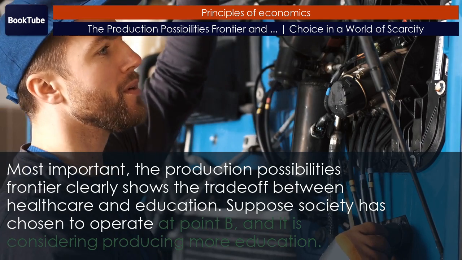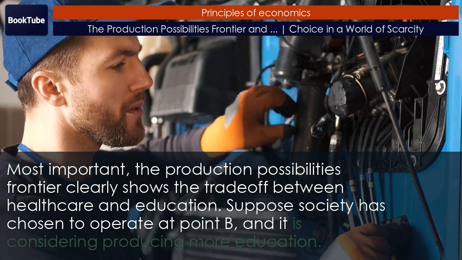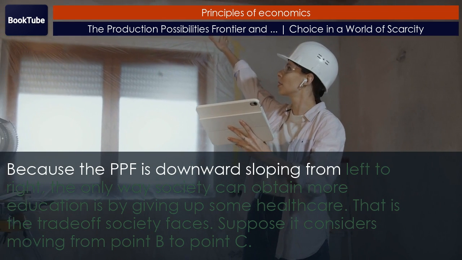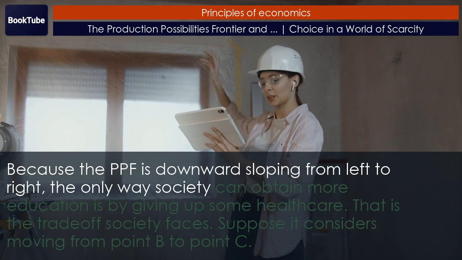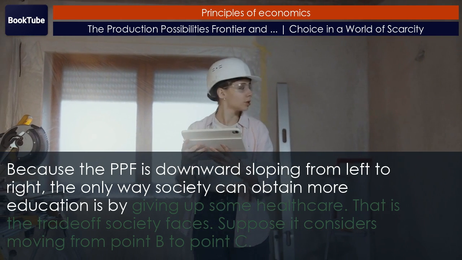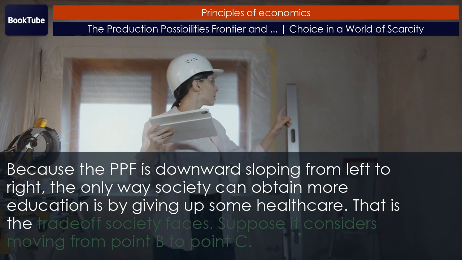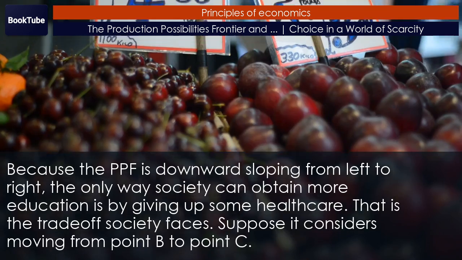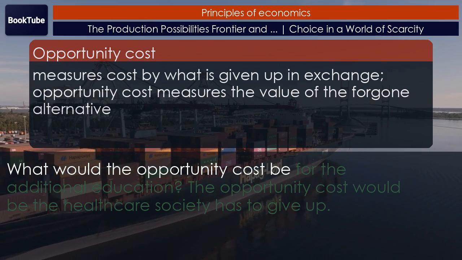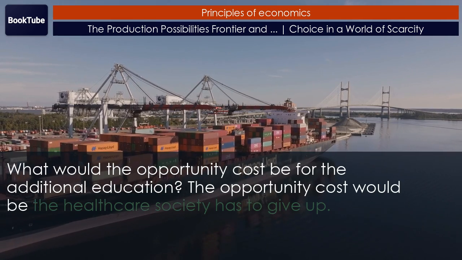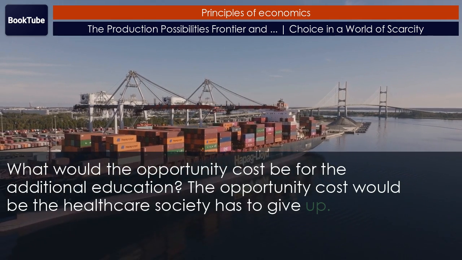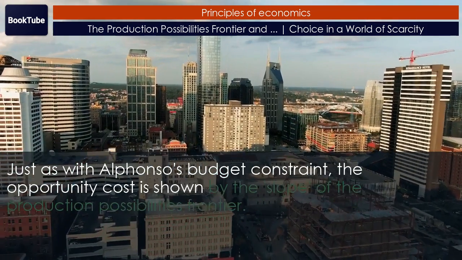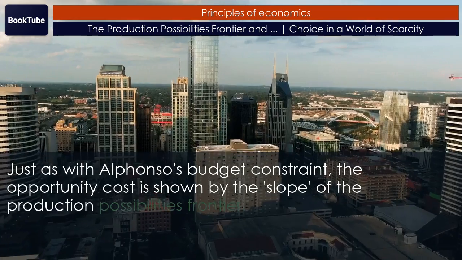Most important, the production possibilities frontier clearly shows the trade-off between healthcare and education. Suppose society has chosen to operate at point B, and it is considering producing more education. Because the PPF is downward sloping from left to right, the only way society can obtain more education is by giving up some healthcare. That is the trade-off society faces. Suppose it considers moving from point B to point C. What would the opportunity cost be for the additional education? The opportunity cost would be the healthcare society has to give up. Just as with Alfonso's budget constraint, the opportunity cost is shown by the slope of the production possibilities frontier.